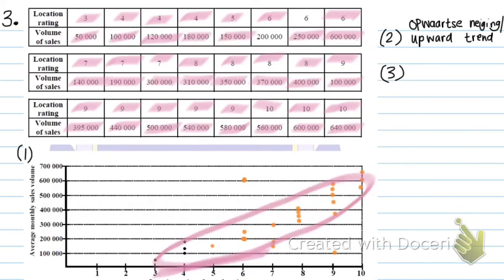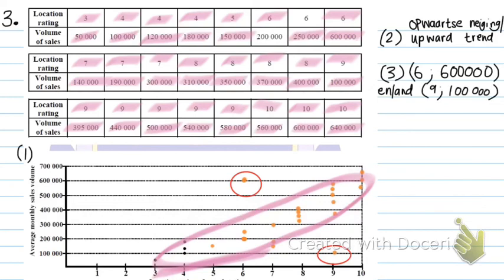Number 3, they are asking, which petrol stations are outliers? Outliers mean, as you can see, I circle around, the majority of the data lies around there. But then I have 2 dots that are way out. Those are outliers. Okay, so those are the petrol stations at 6 and 600,000 and at 9 and 100,000. Okay, so those are the outliers.